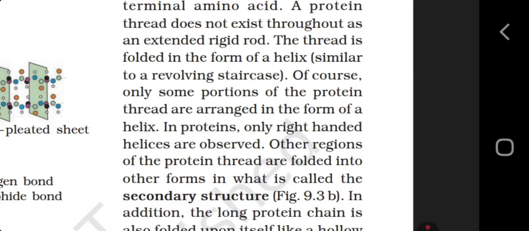A protein thread does not exist throughout as an extended rigid rod. The thread is folded in the form of a helix, similar to a revolving staircase. Of course, only some portions of the protein thread are arranged in the form of a helix. In proteins, only right-handed helices are observed. Other regions of the protein's thread are folded into other forms, in what is called the secondary structure.